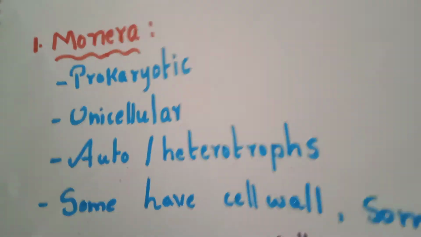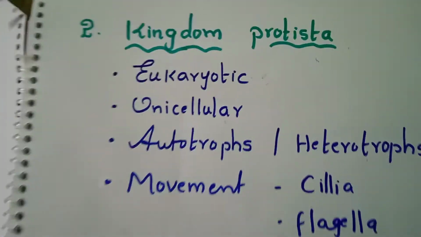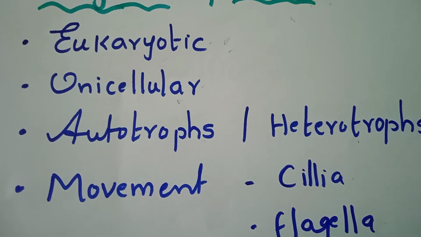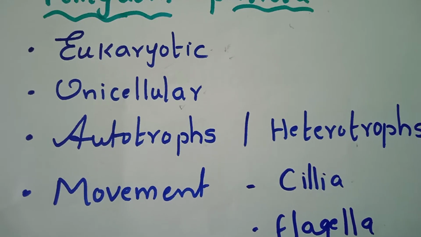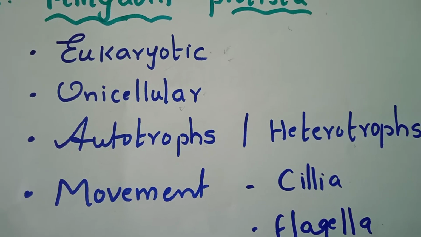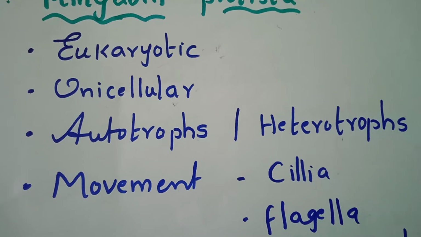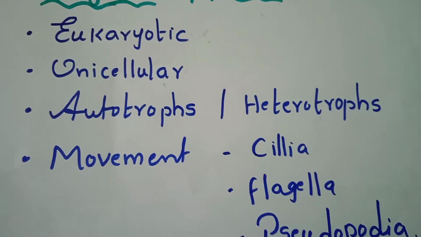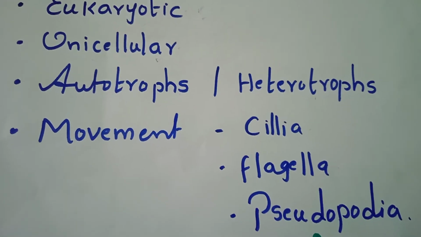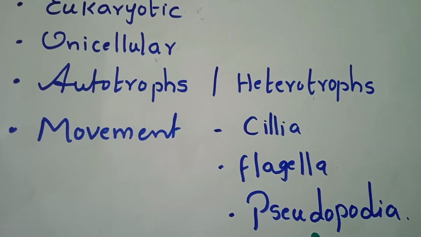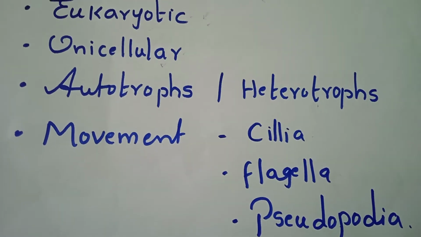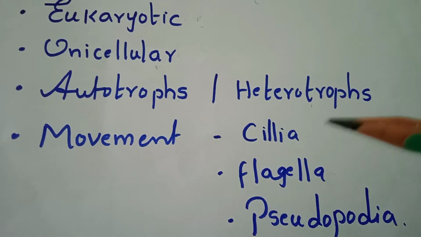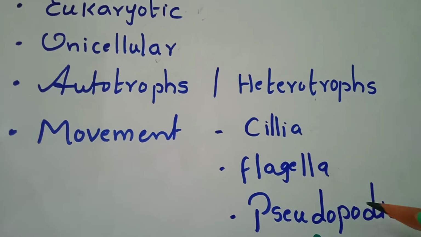And the next one, see here, Protista. So, Protista characters are eukaryotic, have a nucleus, unicellular, made up of only one cell. Some are autotrophs and some are heterotrophs. And the movement here is with cilia, flagella or pseudopodium. That means any one of these is present in those organisms for movement. Like bacteria, which we saw already in Monera, move by flagella, and here by pseudopodia.